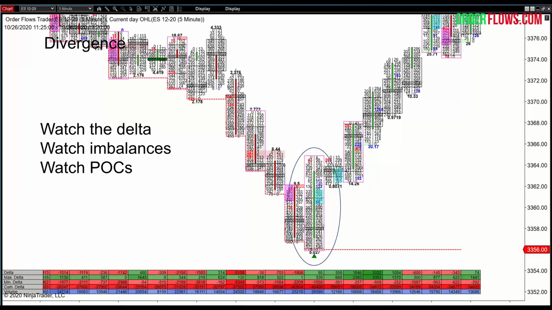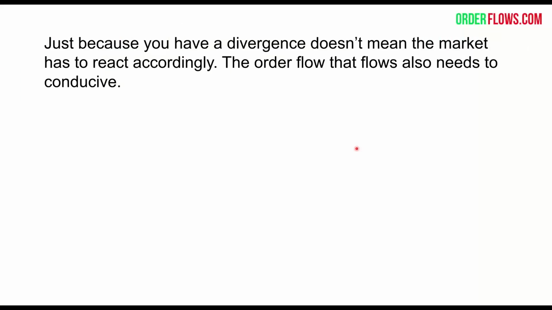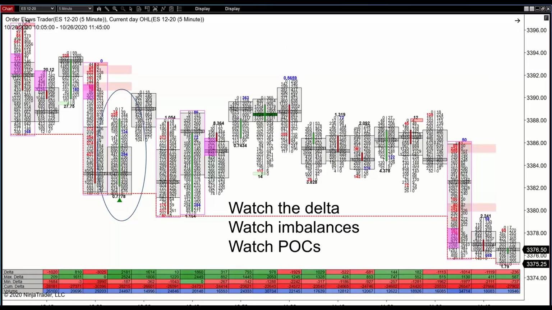So that's good, right? But again, just because you have a divergence doesn't mean the market has to react accordingly. You need the order flow to be conducive, right? Just because you have a signal, say get long or get short, doesn't necessarily mean the market has to do that, right? Because you need other traders to also be getting long or getting short.